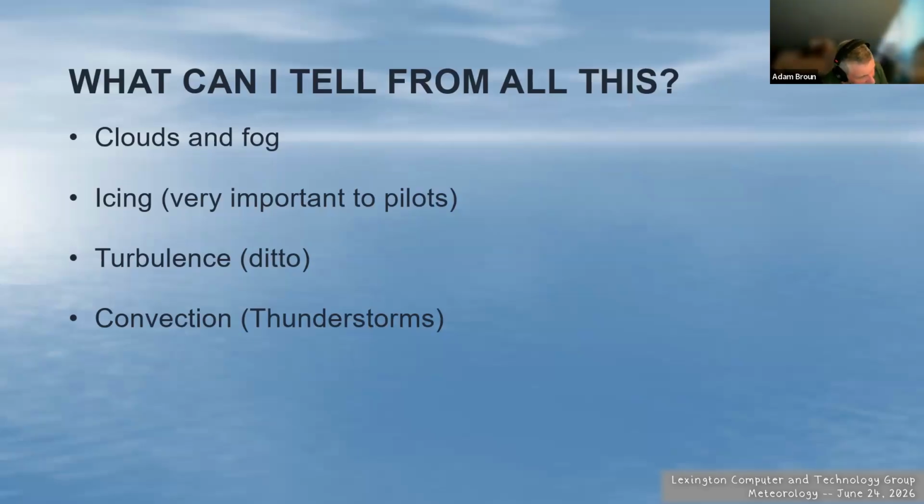We can see not only whether it's likely to be cloudy, but also how high those clouds are likely to be, how thick they're likely to be, and whether they're likely to produce rain or not. We can predict whether those clouds are going to have ice in them, which is very important if you're going to fly through them. We can tell whether they're going to be bumpy or not. And most critically, the more sophisticated interpretation of these diagrams can tell us a lot about the likelihood of thunderstorms in a particular area. And that's what we'll spend a bit of time on as well.